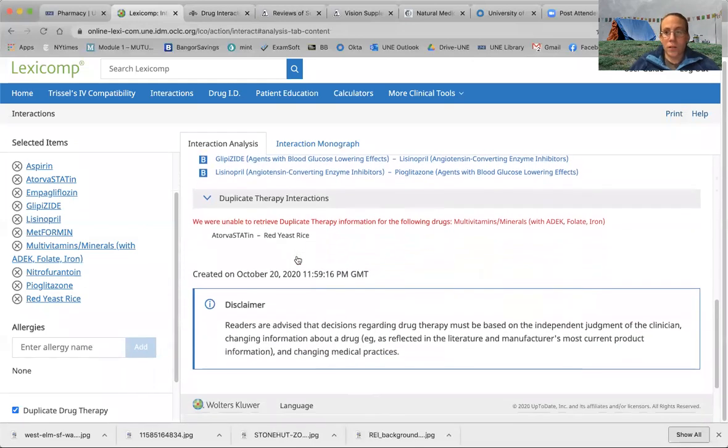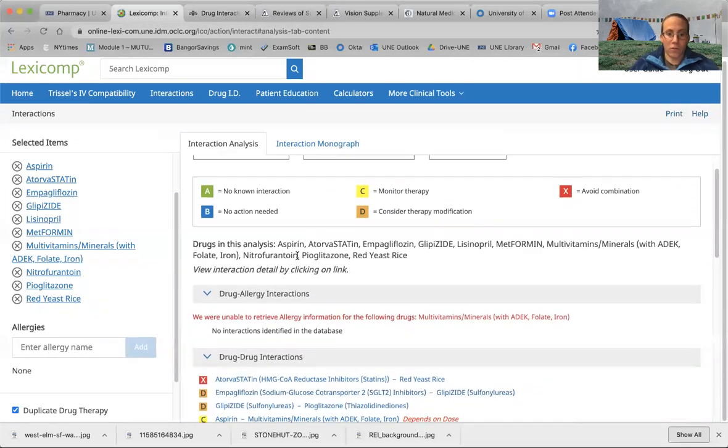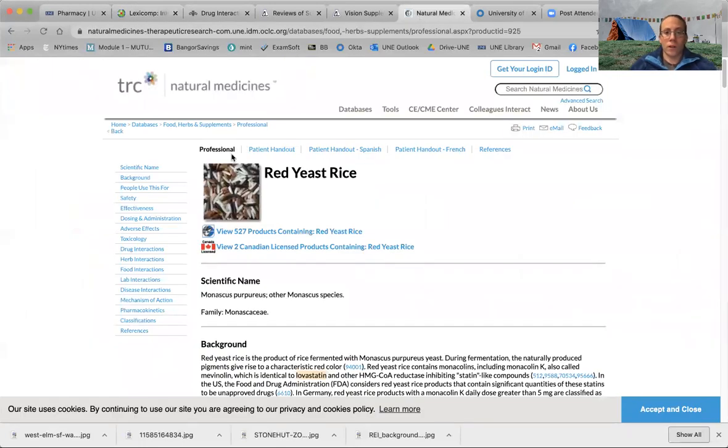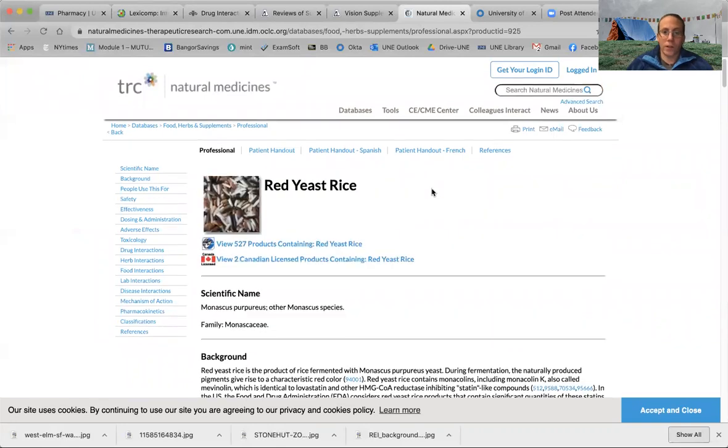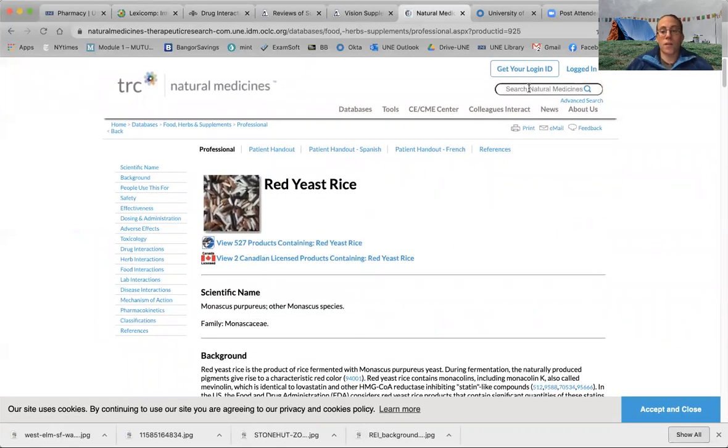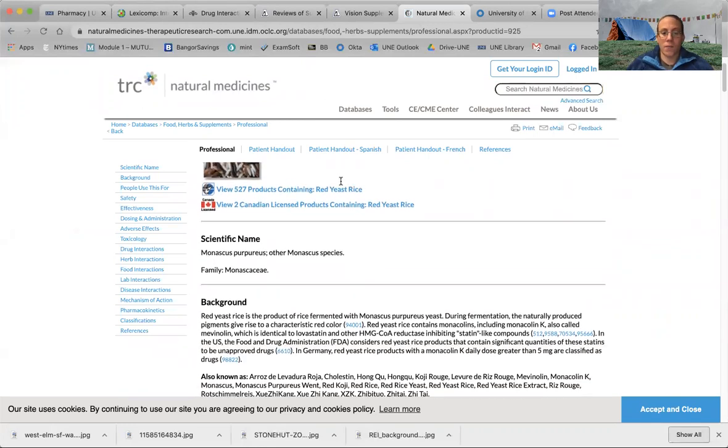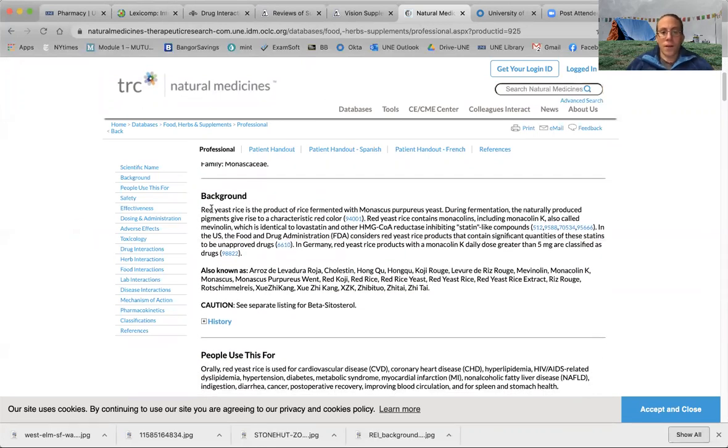So that's a pretty good rundown of drug-drug interaction screenings, and hopefully a little bit of an indication on drug-disease interactions. The last two things I'll briefly show you are Natural Medicines. I might not be logged in after that whole process, so I already loaded this up, but you can search for any natural supplement in Natural Medicines, and it gives you this great background on what the product is, why they believe it to be effective. This says in the US, the FDA considers red yeast products that contain significant quantities of these statins to be unapproved drugs. So another reason why I have issues with red yeast rice.